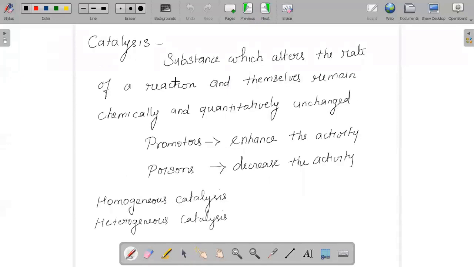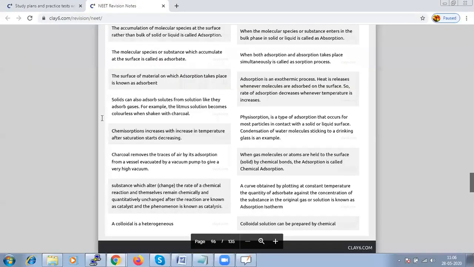Next we have to learn about catalysis. What is catalysis? A catalyst is a substance which alters the rate of a reaction, and it does not itself take part in the reaction. It remains chemically and quantitatively unchanged after the reaction. The substance is called a catalyst, and the phenomenon or process is called catalysis.